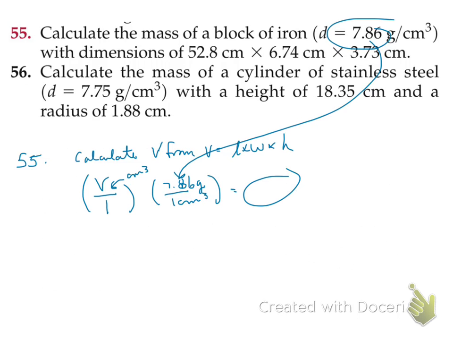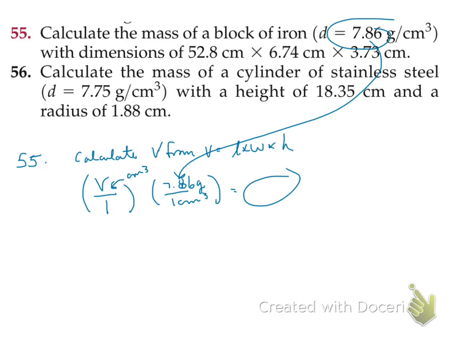Okay, so here they are, 55 and 56. Chapter 1, question 55 looks like this. A block of iron, and it gives you the density of the block of iron. It's pretty darn dense, 7.86 grams. And volume is given in centimeters cubed or cubic centimeters. Then they give you the dimensions of the block, its length, its width, and its height, and you're supposed to knock out the mass.